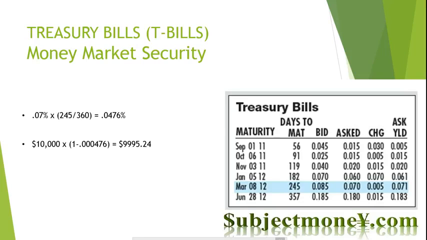On the bid yield of 0.085%, the dealer would have purchased the T-bill for $9,994.22. And again, you can see the formula here on the screen.